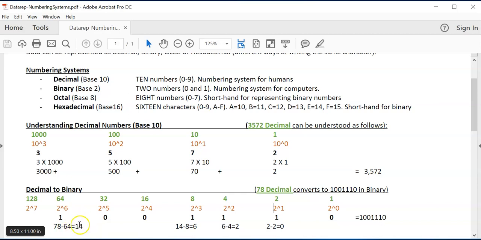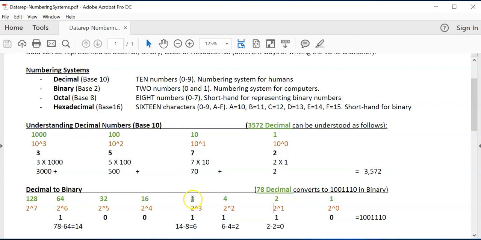Now take 14 and follow the same rule. We can only pick just below or equal. So when we go to the next number, 32, it's too high. We can't pick that. Compared to 14, that's too high. So ignore. When we ignore, we put a 0. We look at the next one, 16. We want 14, so it's too high as well. We need to ignore. So we put a 0.